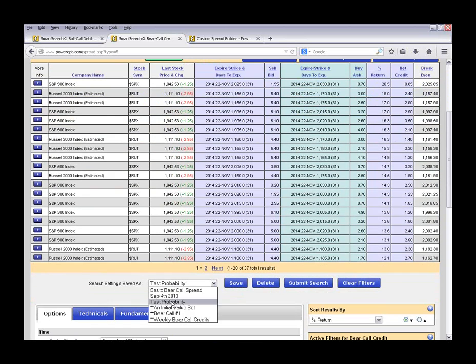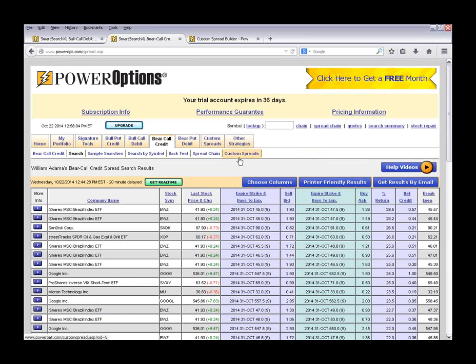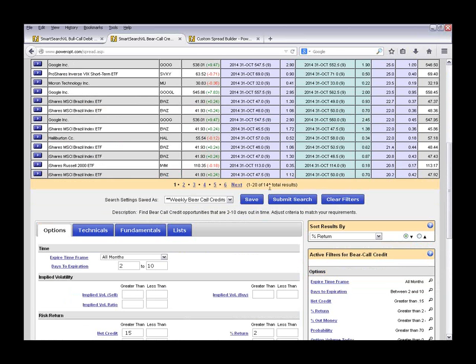This is a default search I've created. But again, want to make sure that once you've created a search, you can save it so you can always see it there. You can use the default screens as a stepping stone. We can pull up weekly bear call credits, and we see the potential positions. We have 141 total results that match this base default criteria.